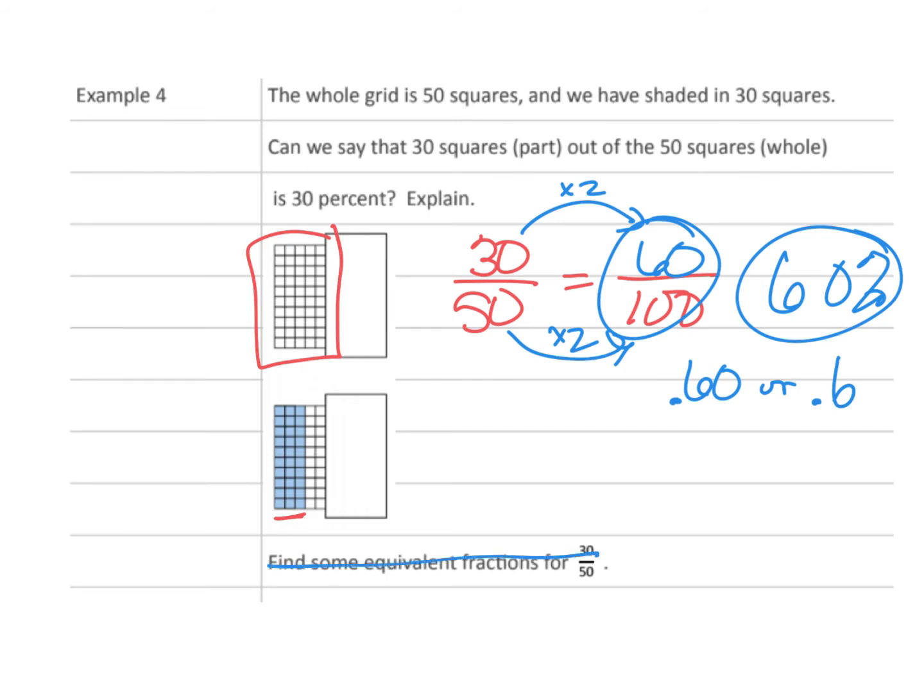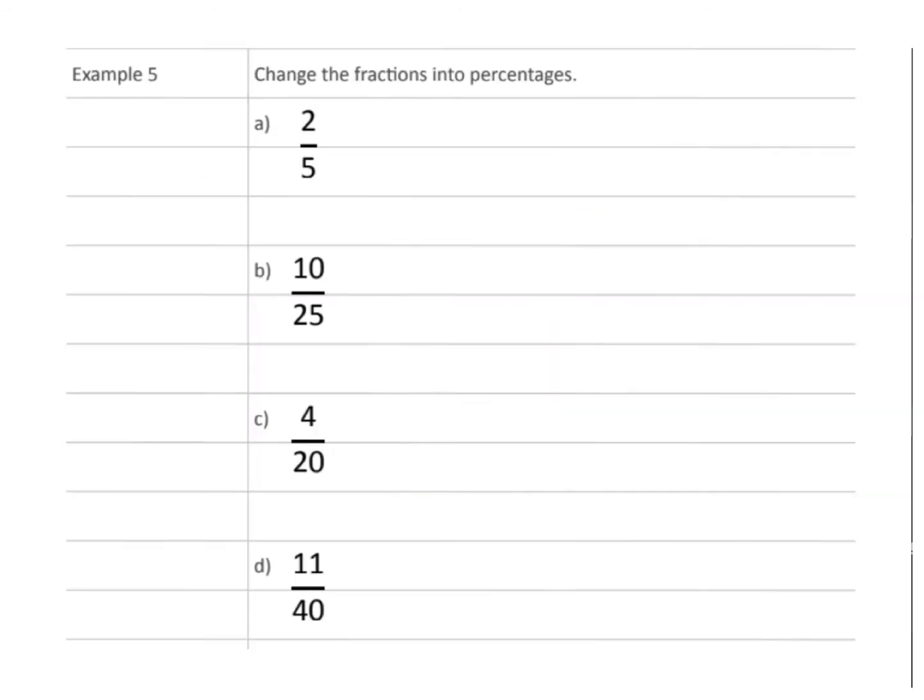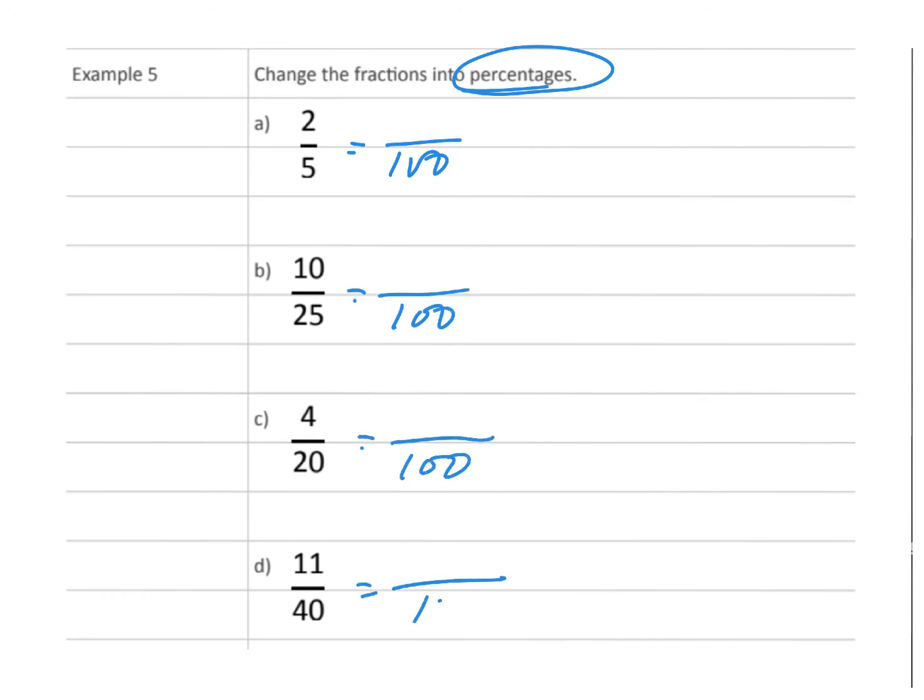I'm not going to worry about equivalent fractions. We've already done the fractions, decimals, and percents. So let's go ahead into these. I want to change these fractions into percentages, so I'm going to put them equal to 100. That's what I want to do. I'm going to put all of these equal to 100, and that's going to give me the percent.